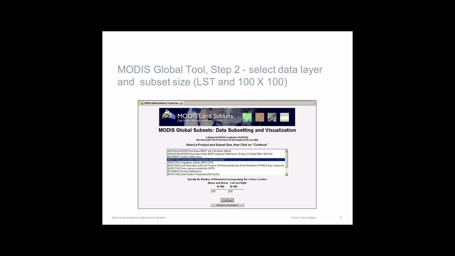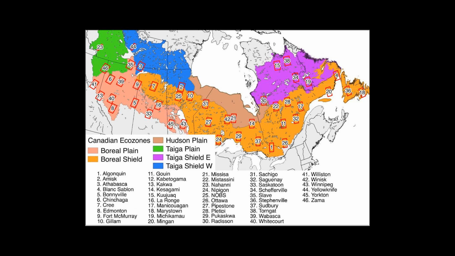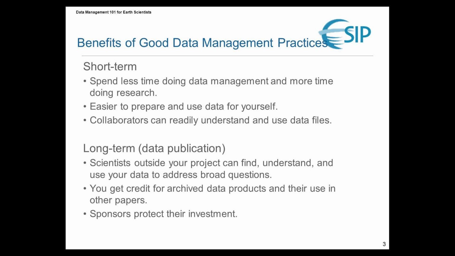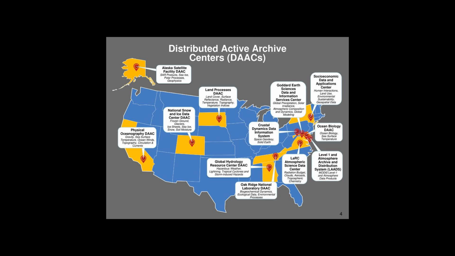ORNL DAAC is operated by the ORNL Environmental Sciences Division and is responsible for data archival, product development and distribution, and user support for biogeochemical and ecological data and models. The ORNL DAAC archives data produced by NASA's Terrestrial Ecology program.